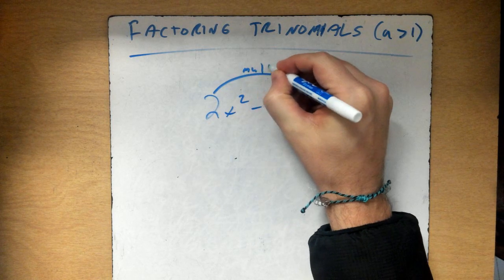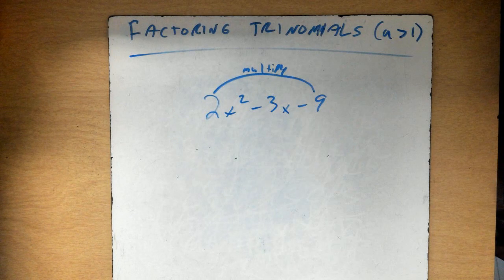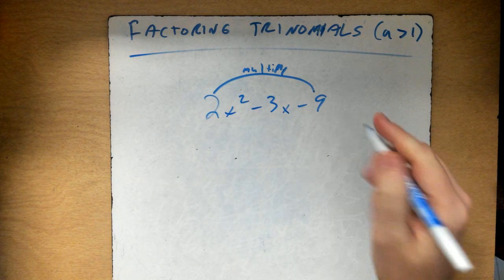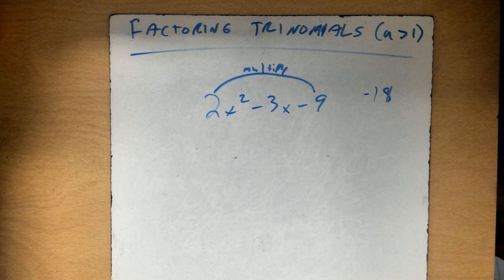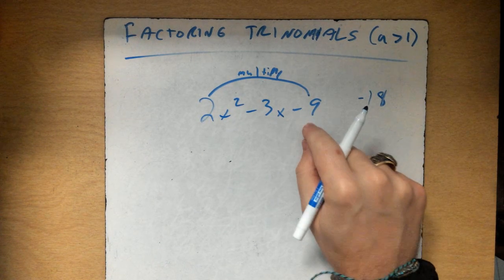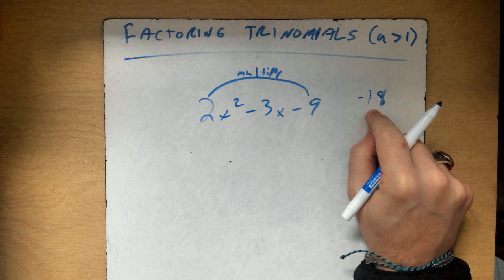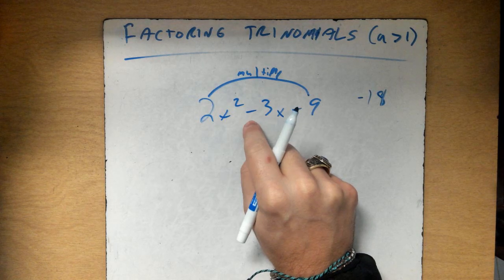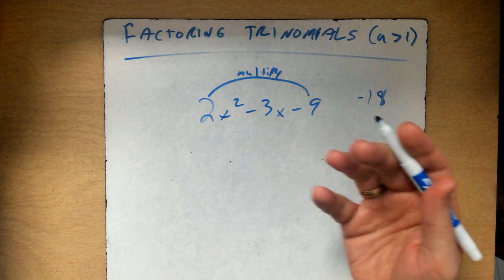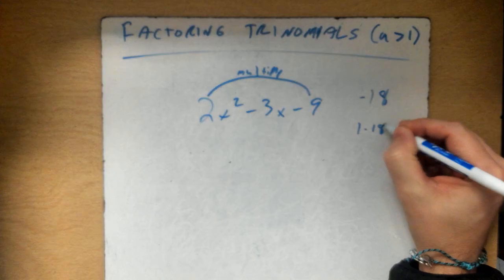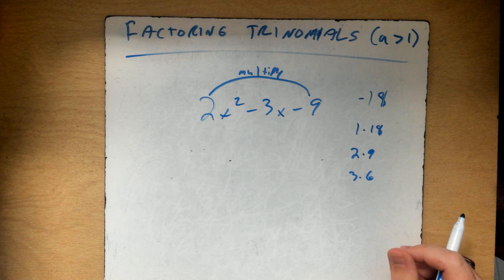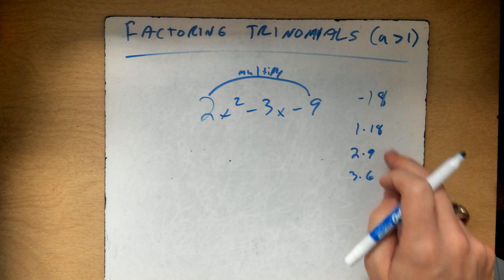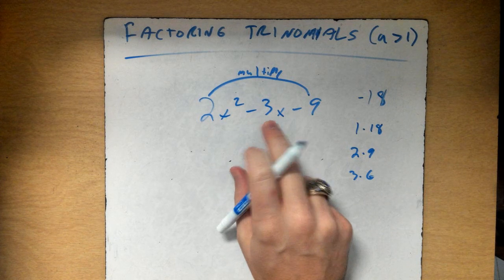So we're going to multiply these numbers together, right? So if we do 2 times 9, it would be 18, right? And because we have a minus in front of this 9, it's going to be negative 18, right? So now I need two numbers that multiply to negative 18 that also subtract to 3, okay? So what numbers multiply to 18? Well, we know that's 1 and 18, 2 and 9, and 3 and 6, right? So which one of these, when I subtract them, gives me a negative 3, okay?